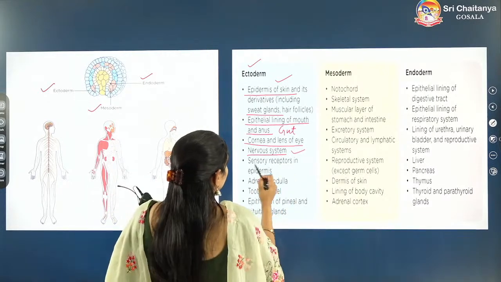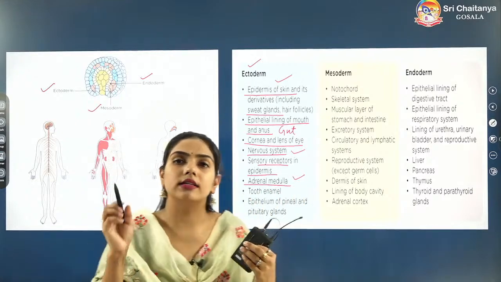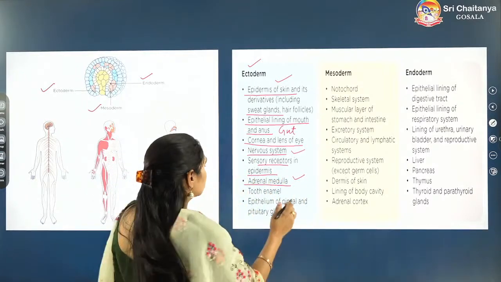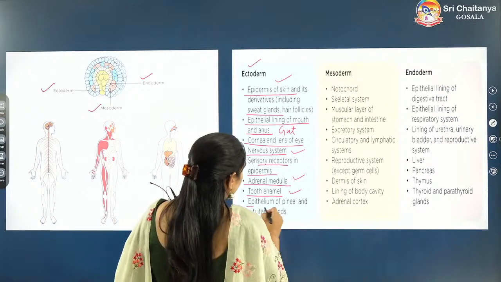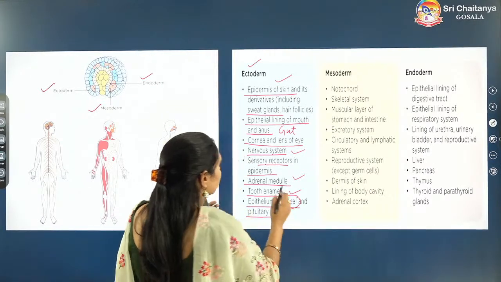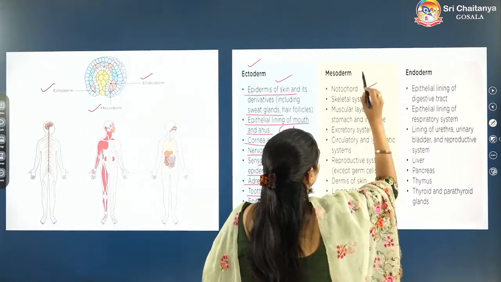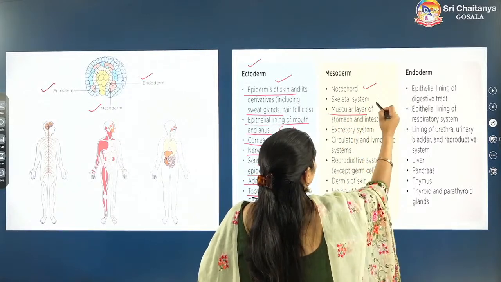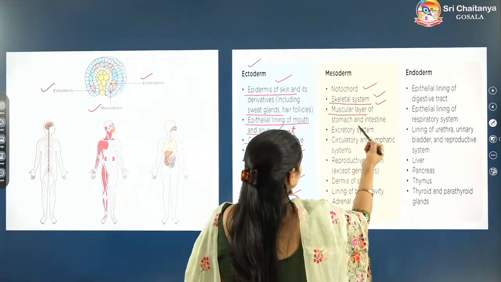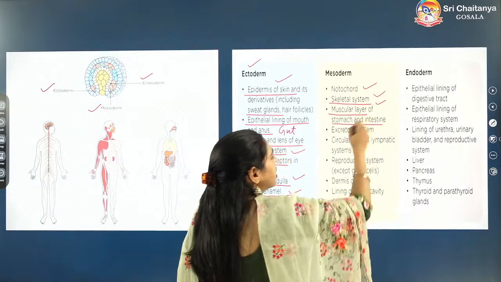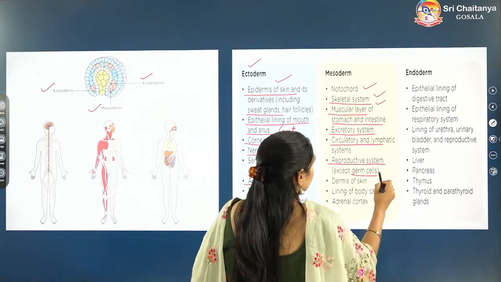So, nervous system, receptors, epidermis, there is an adrenal gland in which there are two parts, one is adrenal medulla, one is adrenal cortex. So, adrenal medulla is derived from the ectoderm. Tooth enamel is derived from the ectoderm. Epithelium of your pineal gland and of your pituitary gland is derived from your ectoderm. Similarly, just now I have told you notochord, muscle, connective tissue. So, the skeletal system is connective tissue. Then the muscles of stomach and intestine, excretory system, circulatory system, reproductive system, except the germ cells.